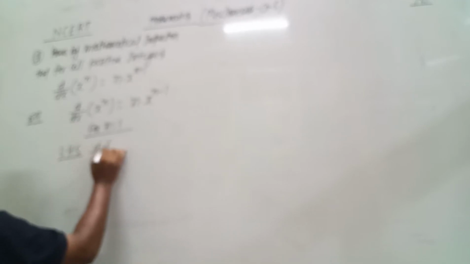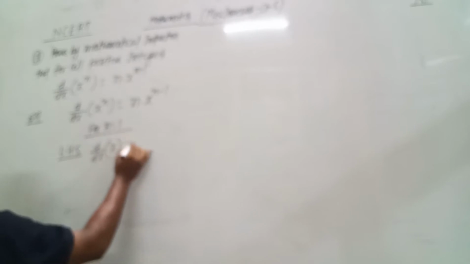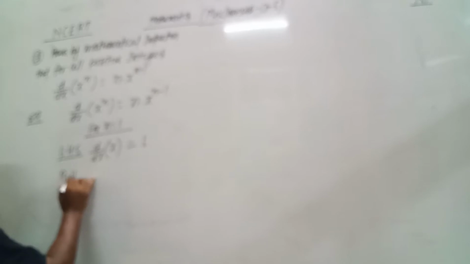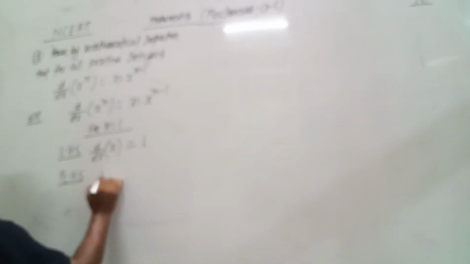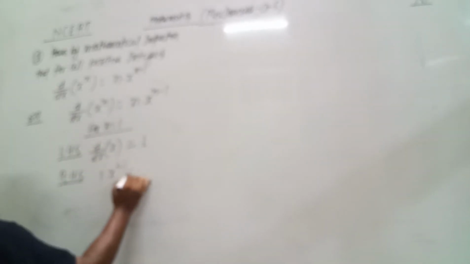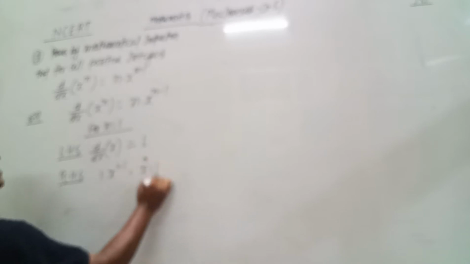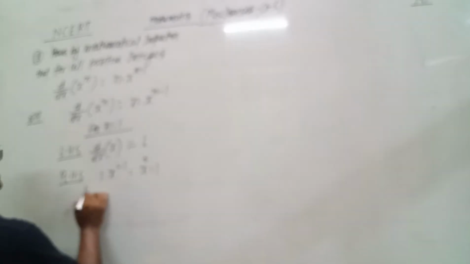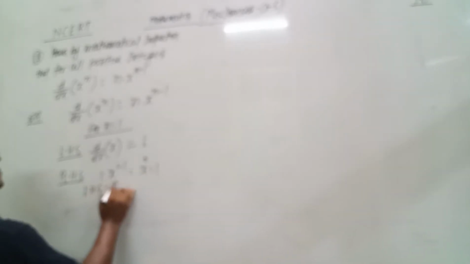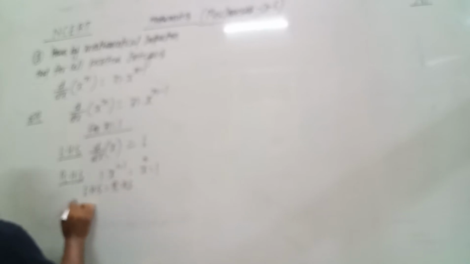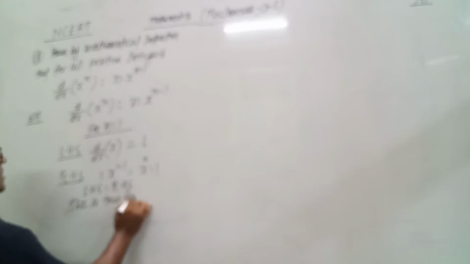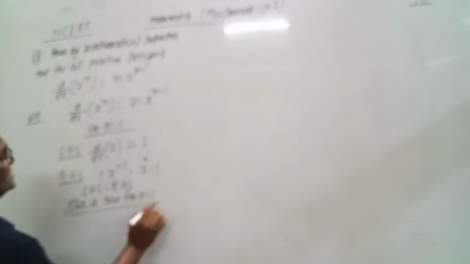So d by dx of x raised to the power 1, and we know differentiation of x is 1. And for n equals 1, the value of RHS is 1 into x raised to the power 1 minus 1, which means x raised to the power 0, and x raised to the power 0 is 1. So since LHS is equal to RHS, this is true for n equals 1. This expression is true for n equals 1.